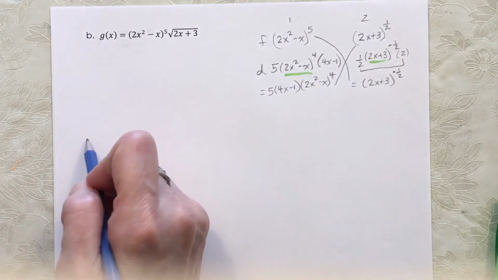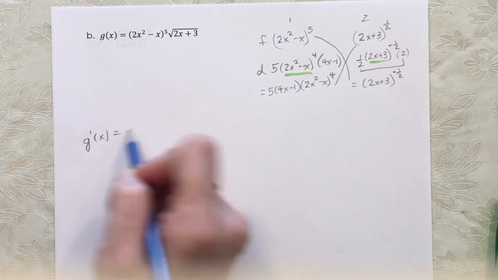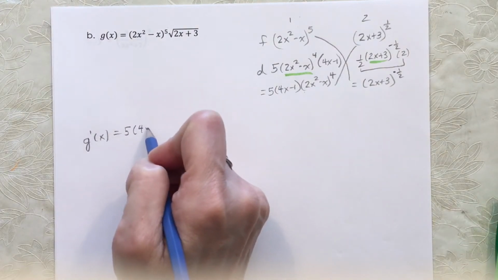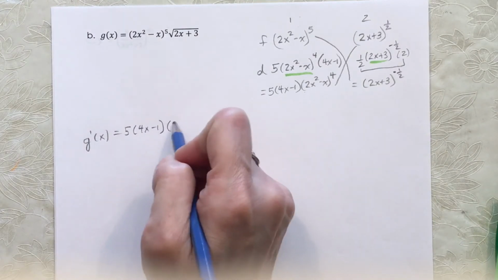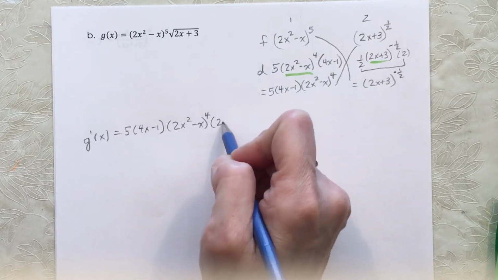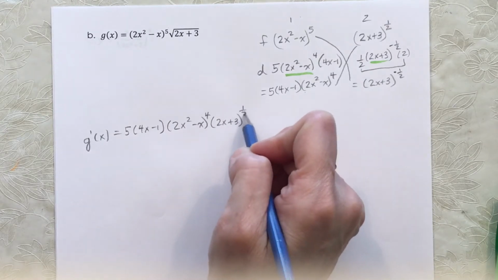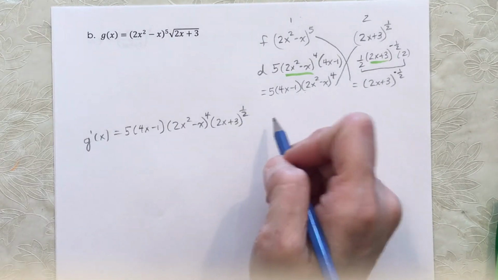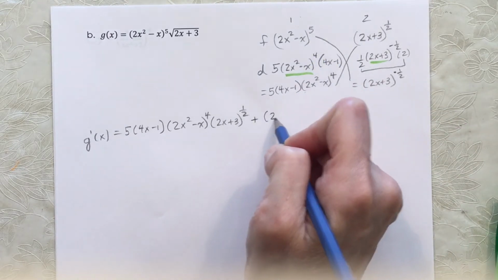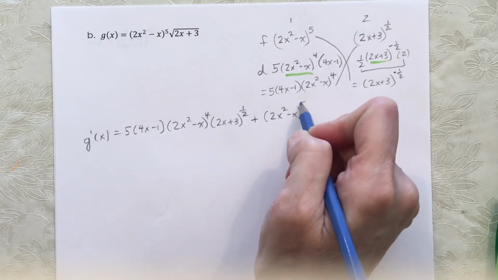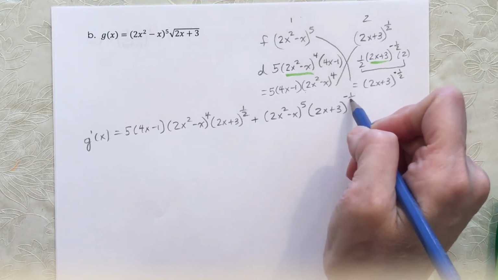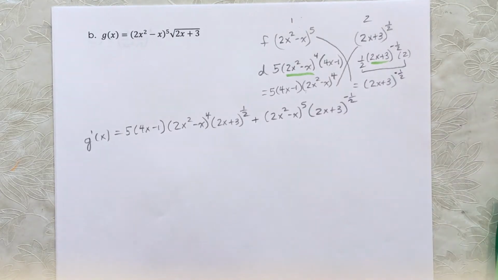So come down here, g prime at x, derivative of the first times the second, so 5 times (4x minus 1) times (2x squared minus x) to the fourth times (2x plus 3) to the half, plus, product rule has a plus, the first times the derivative of the second. There's no monomial terms anywhere, so just put our binomial power functions multiplying together there.